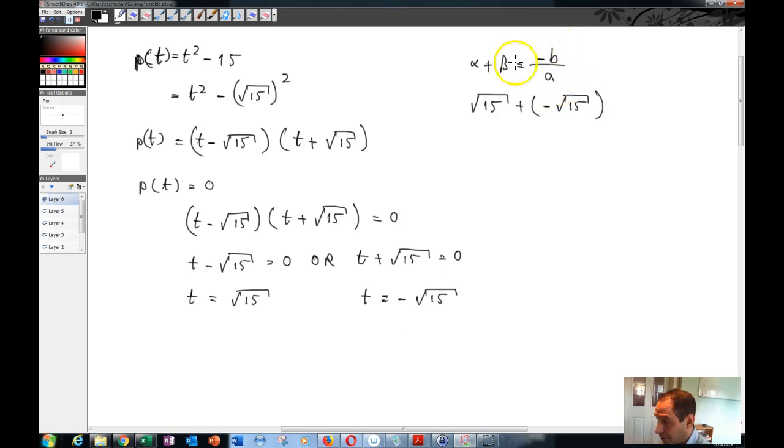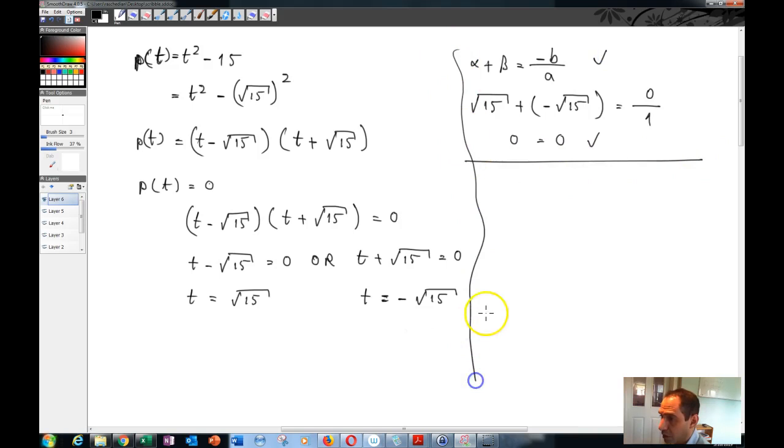And then you have minus b by a, which is equal to b. Your b is simply equal to 0. So that's equal to 0 over 1. So 0 is equal to 0. That means that this relationship holds. Okay. And then we also have alpha beta is equal to c by a.